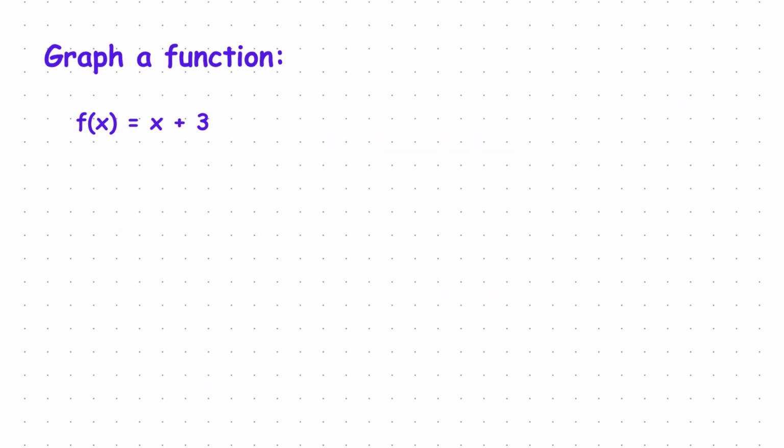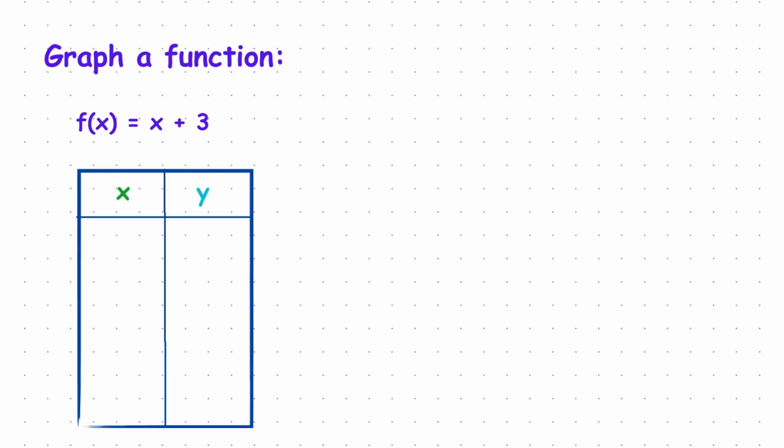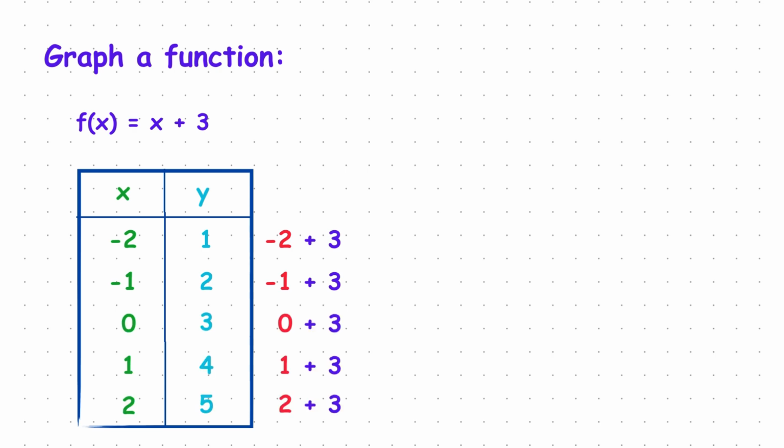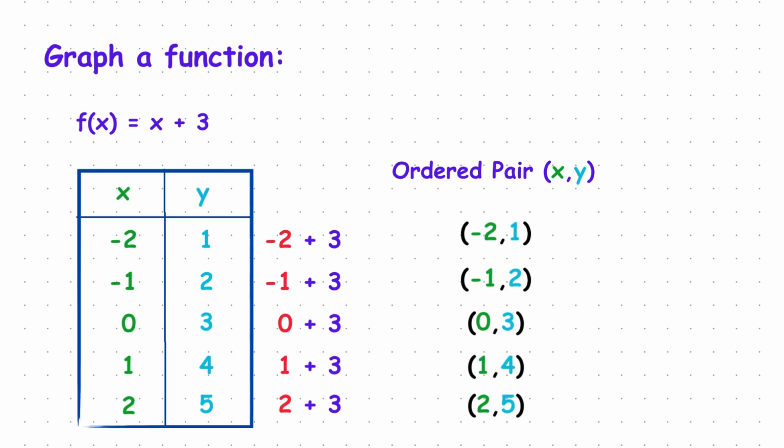Now let's see how we can graph a function in order to visualize it and see it. Well, let's continue with the function that we were talking about, f of x equals x plus 3. We should start giving values to x and see what would be the corresponding values to that x, which is y. So let's start with -2. If I put -2 instead of x in this function, it will be -2 plus 3, and the result is 1. If I put -1 in this function, it will be -1 plus 3, which results in 2, and so on.